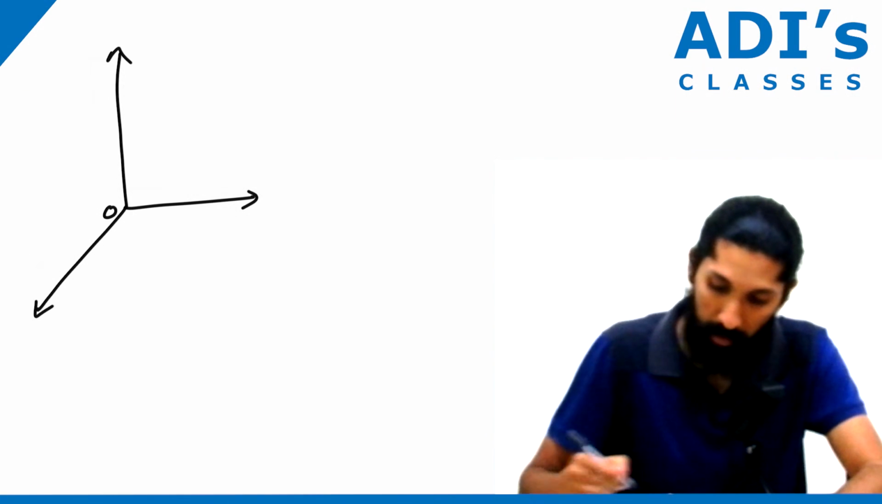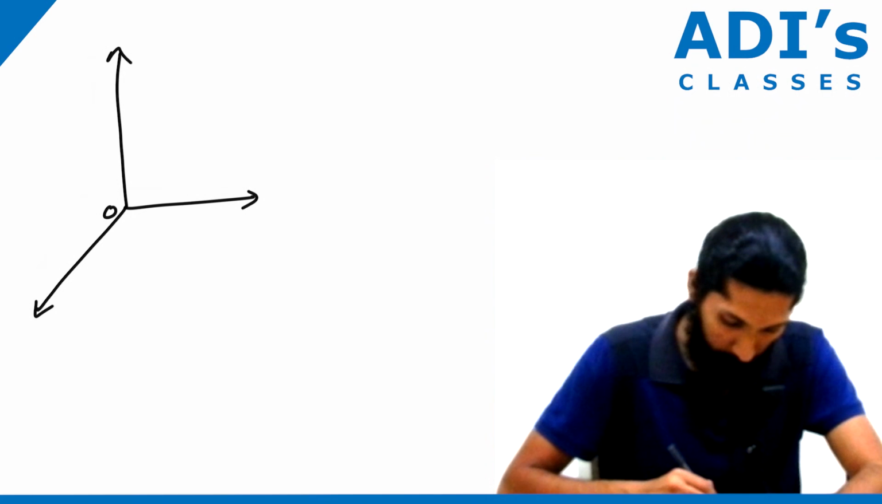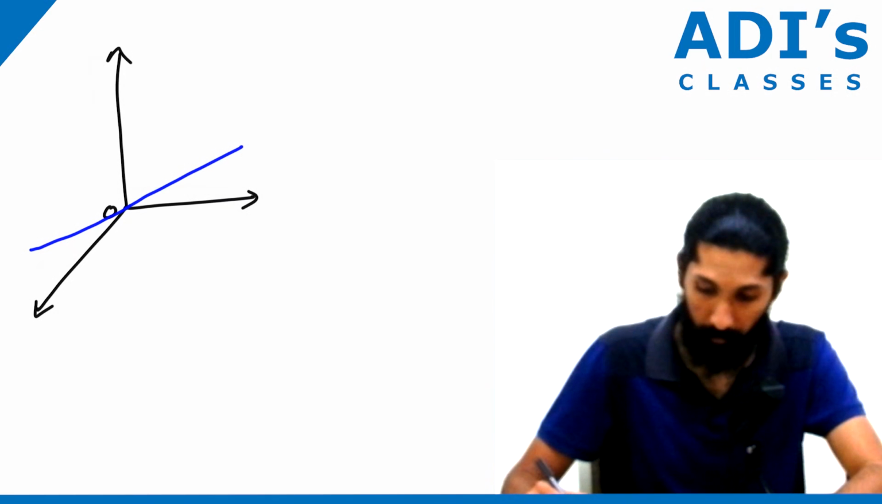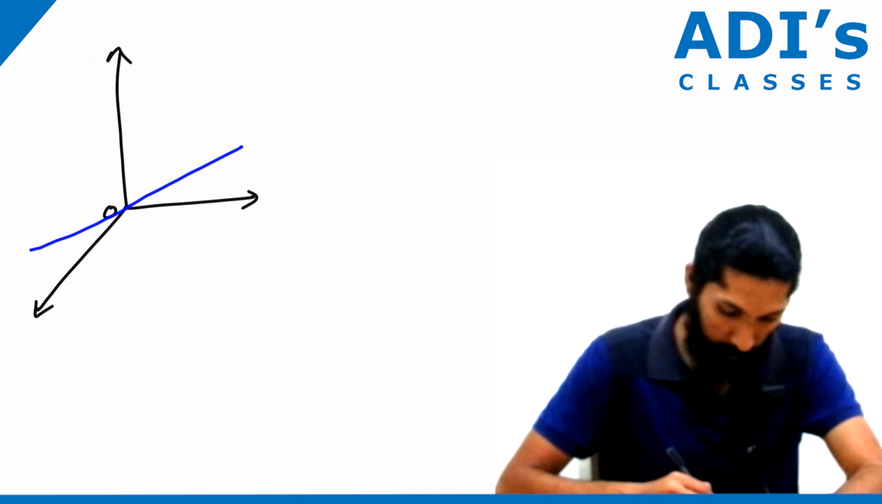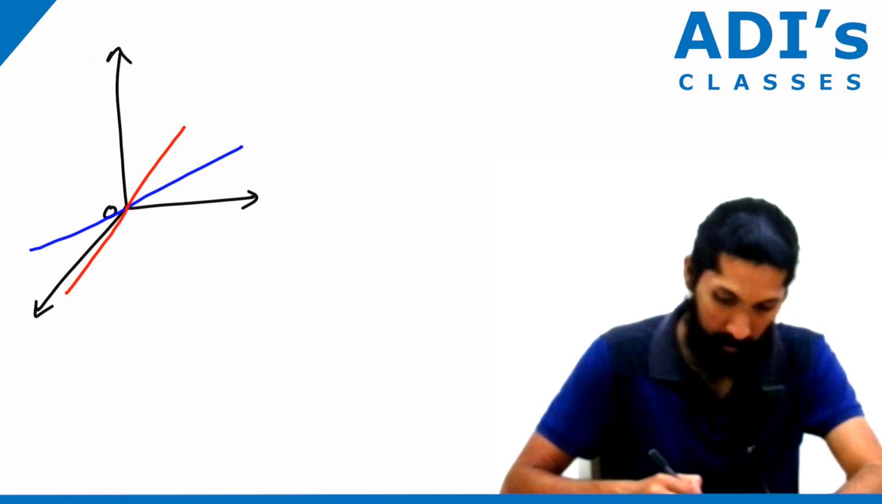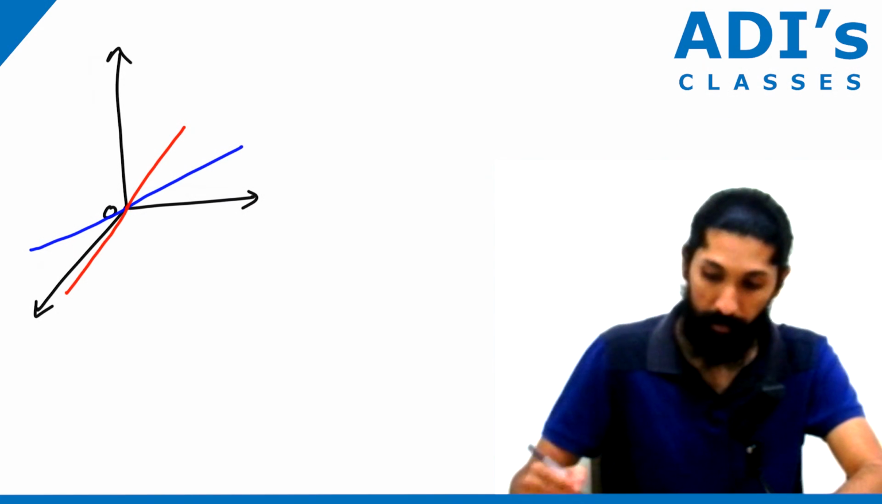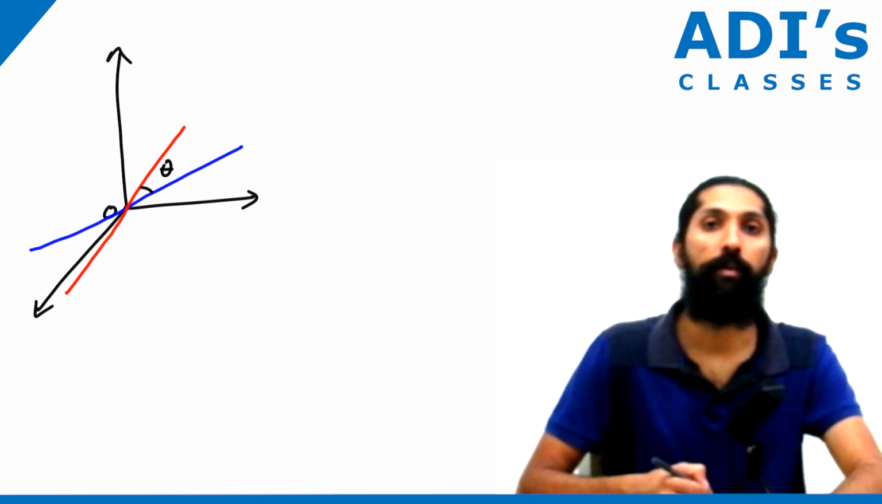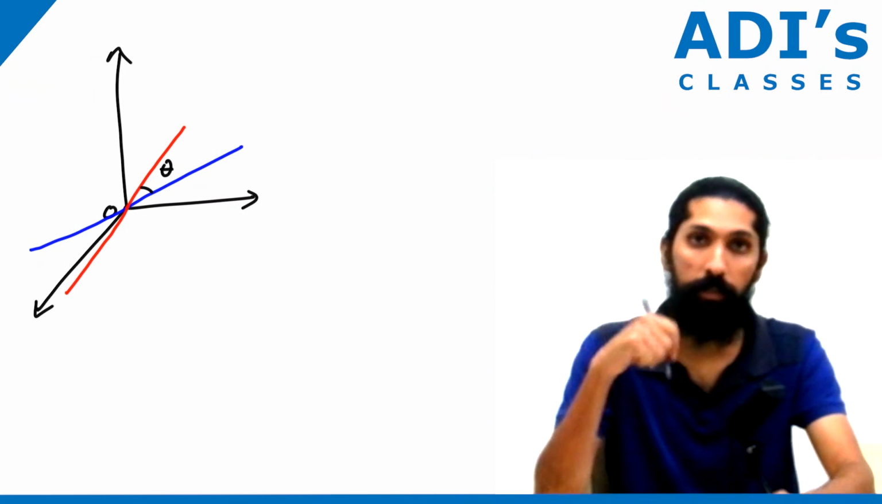So let's say the first line, whatever we are going to take, is going something like this, passing through origin at some particular angle. Say we have one more line. See, one more line is passing like this. Now, what we are trying to calculate is this angle theta, the angle between the two lines.